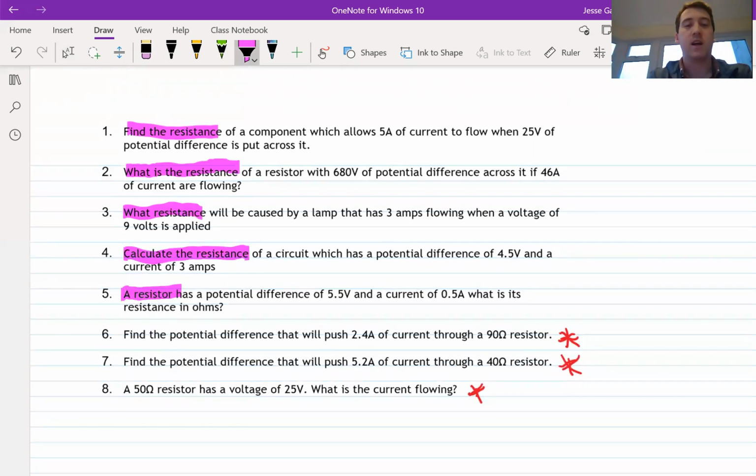A resistor has a potential difference. What is its resistance in ohms? So there's a question. What is its resistance? That's what we're trying to find. So I'm going to rub this one out here. And then the last 3, though, it does not say find the resistance or what is the resistance. So be careful with those ones.